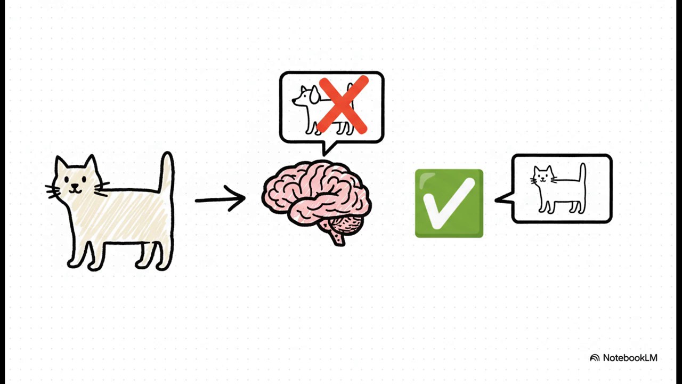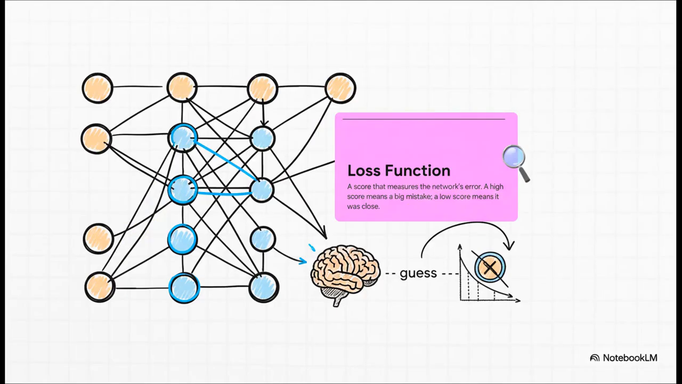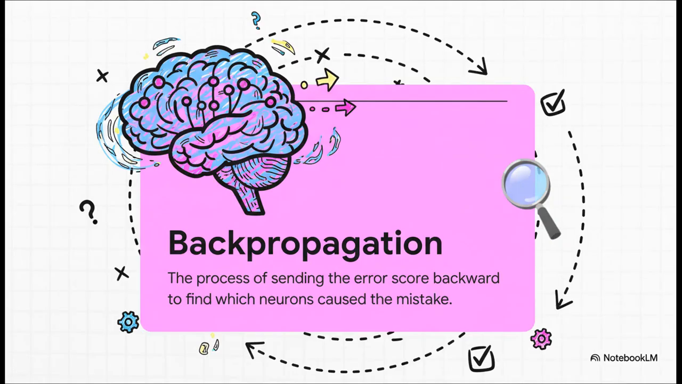So now we need a way to tell the brain not just that it was wrong, but how wrong it was. We do that with something called a loss function. Honestly, you can just think of it as a teacher grading a test. It's just a math formula that calculates an error score. If the guess was way, way off, it gets a high score. If it was pretty close, it gets a nice low score. Simple as that.